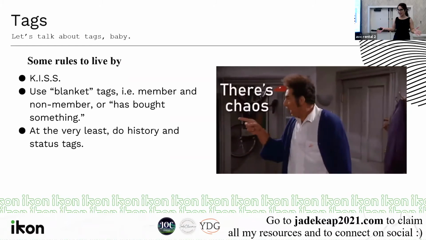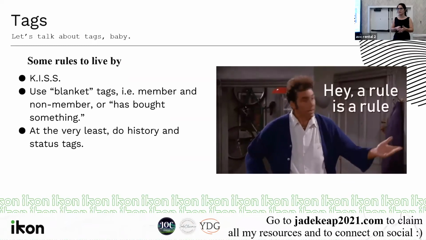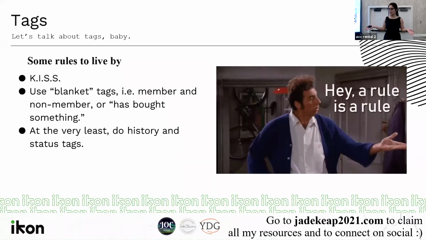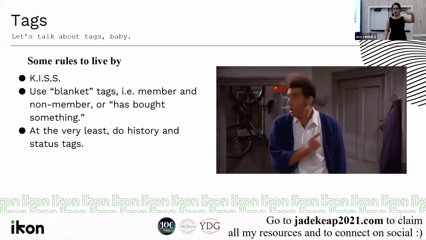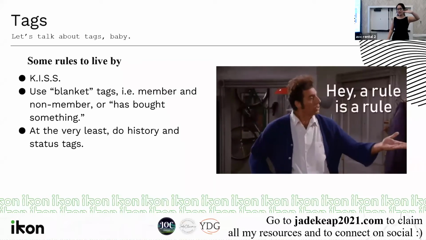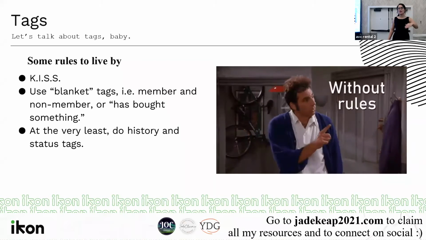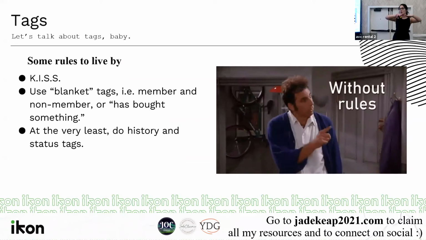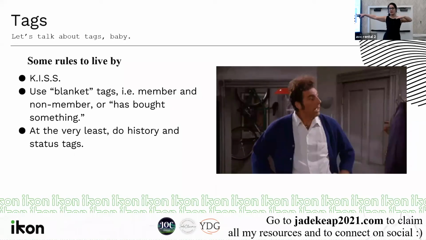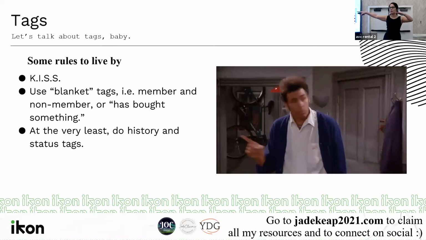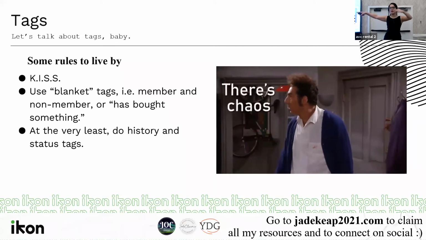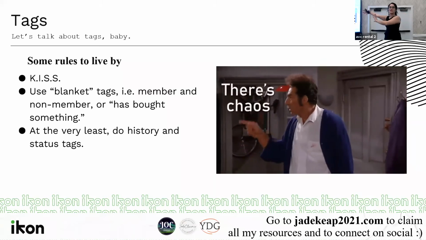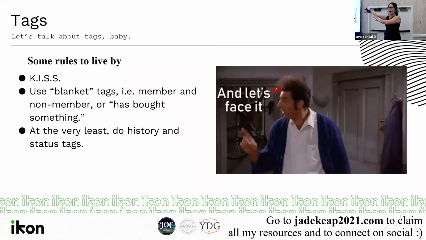At the very least, do status and history tags. This is a 6th Division thing, and this is what I mean. If someone enters your sequence called sequence A, apply 2 tags. One called the history tag, was in sequence A, and the other called the status tag, is in sequence A. Then when they progress onto sequence B, you never remove the history tag. It's a breadcrumb. But you remove the sequence A status tag and replace it with a sequence B status tag. This is why this is helpful.